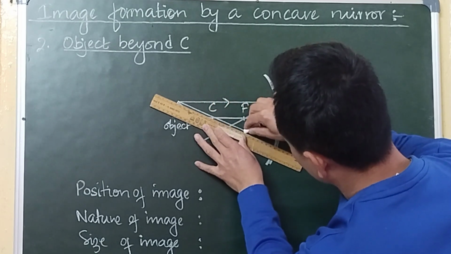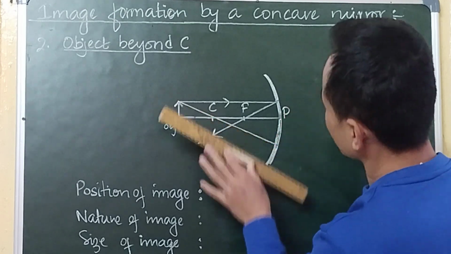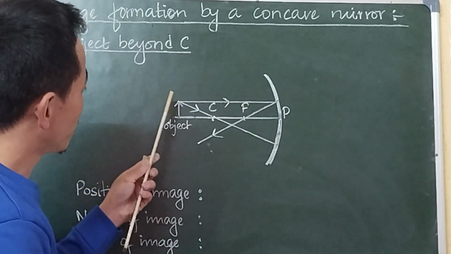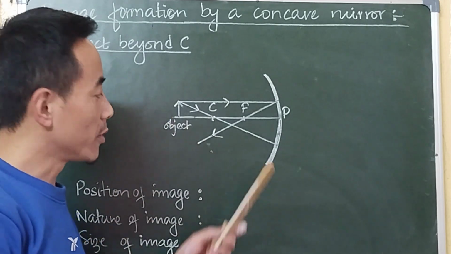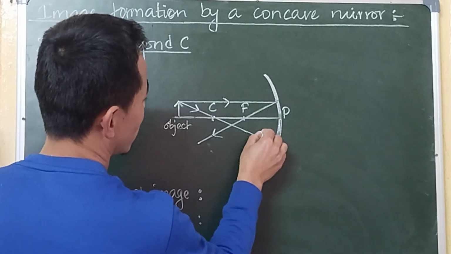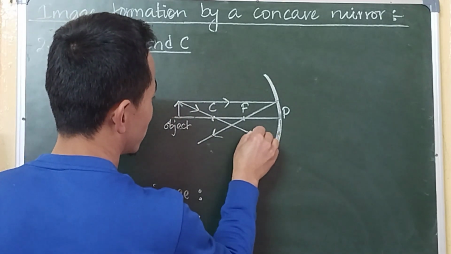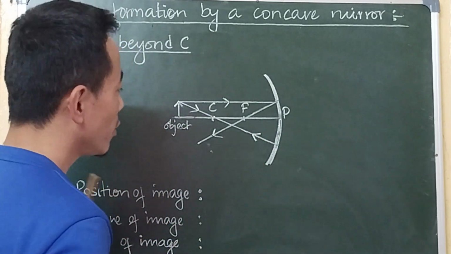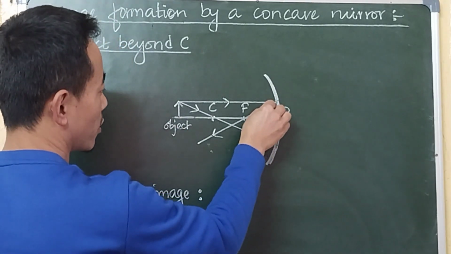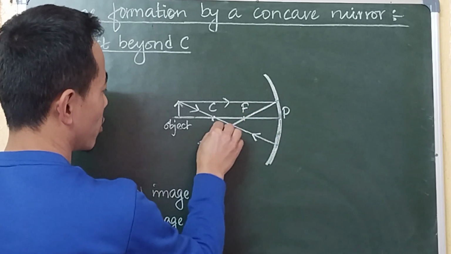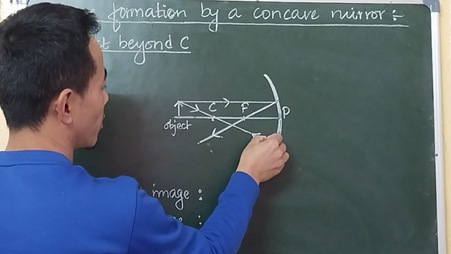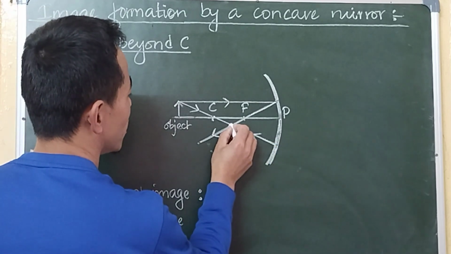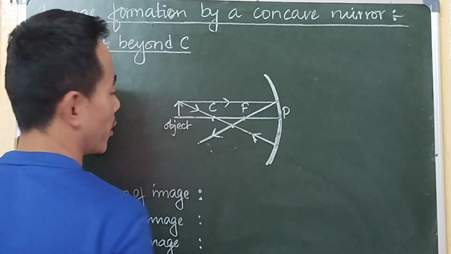like this. As the incident ray passes through the center of curvature here, this one is the incident ray that is passing to the point C. After reflection, the rule says it retraces the path. It follows the same path in the opposite direction. So we have two reflected rays, one passing through this focus F going in this direction, and the other one retracing the path in this direction.